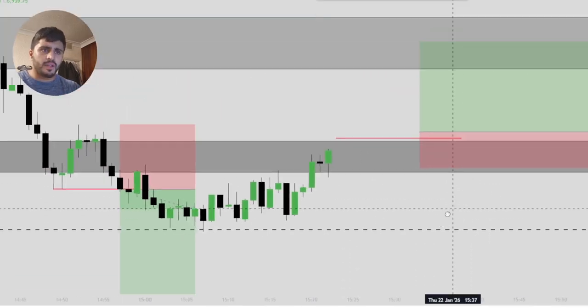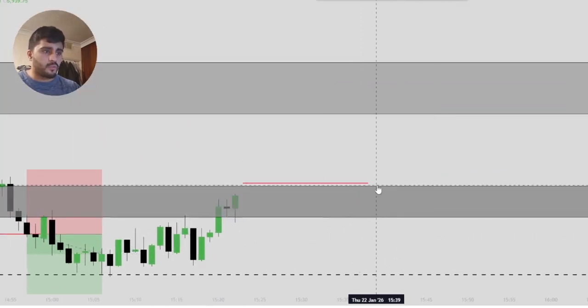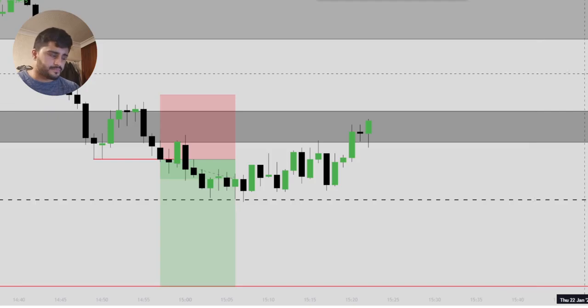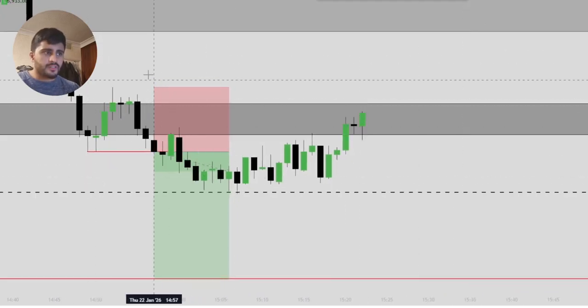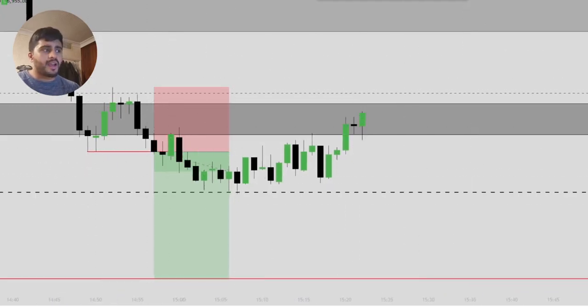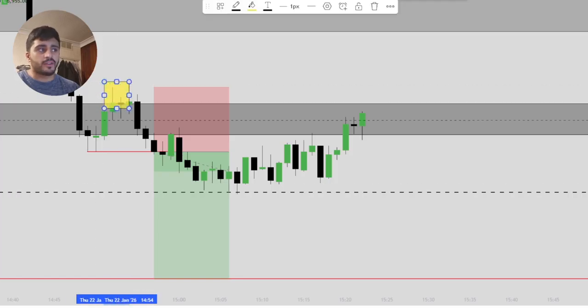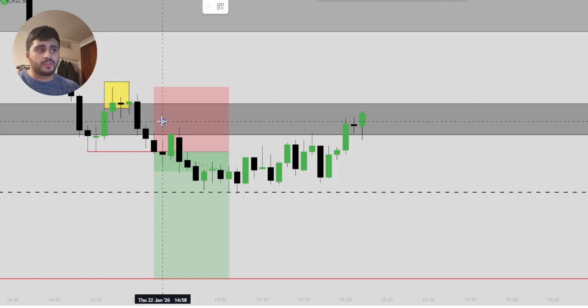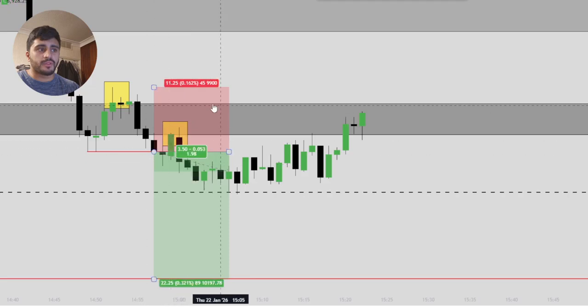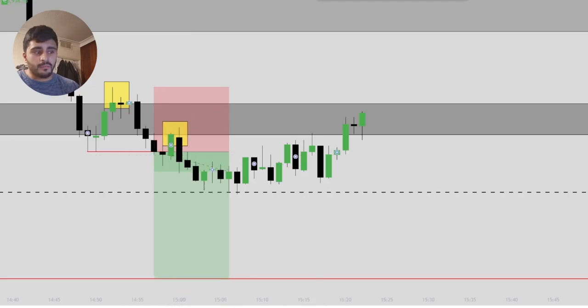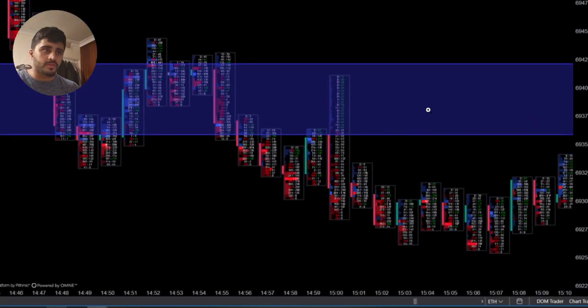Now, here is where the long came in. One thing I want you to understand is this. If you look at this region here, we had a lot of aggressive buy orders. If you look at the retest, we had a lot of aggressive buy orders here. Again, we can back that up with the order flow, because the order flow shows us here.